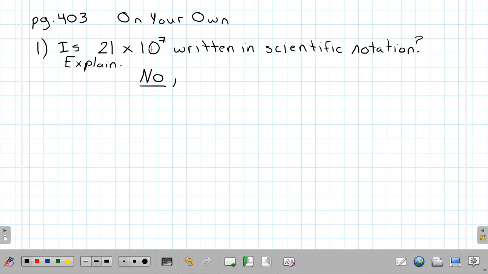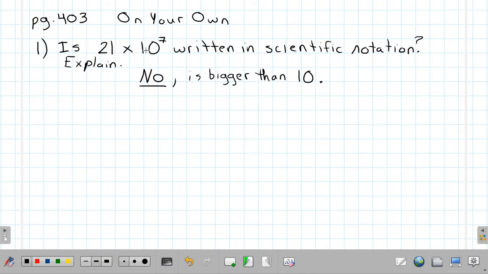And the reason why is, well, we have to look at this 21. The 21 is bigger than 10. So if you remember back in our notes, okay, we said the number out front in scientific notation has to be between 1 and 10, which it could also be 1 as well. It has to be bigger than or equal to 1 and smaller than 10. Well, 21 is obviously not smaller than 10. So right off the bat there with that first number, it is a no.